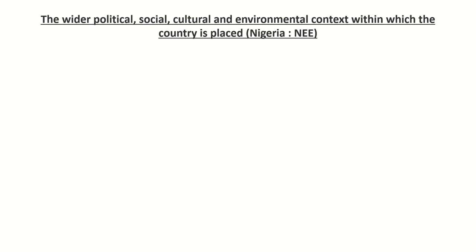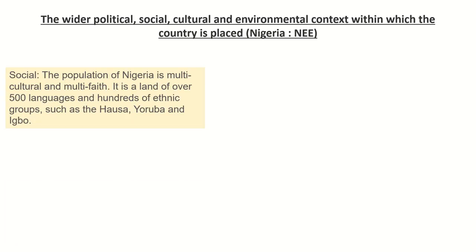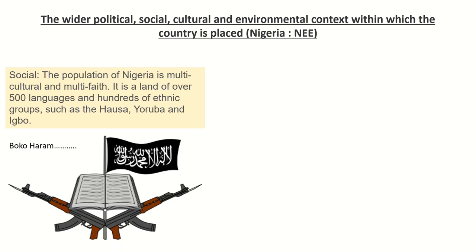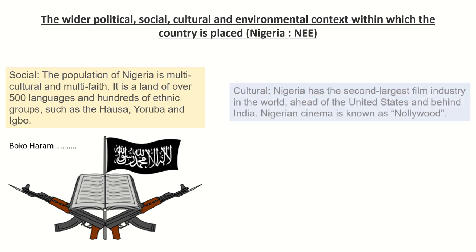Now, we're going to talk about Nigeria here. And one part of the specification that's quite difficult is the wider political, social, cultural, and environmental context within which the country is placed. Now, in Nigeria, from a social standpoint, it is a multicultural and multi-faith country. It is a land of over 500 languages and ethnic groups. It also, unfortunately, from a political and social standpoint, harbors the terrorist group Boko Haram, which basically means against Western education, and hinders particularly female education in the north of the country.